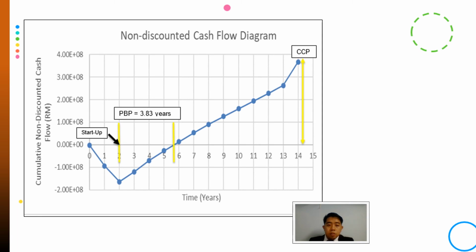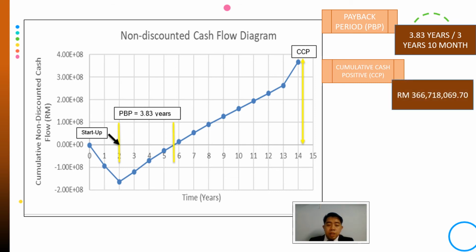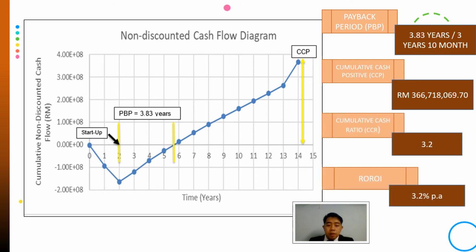From the non-discounted profitability analysis, the payback period is 3.83 years. The cumulative cash positive is achieved at year 14, which is 366,780,069 ringgit. The rate of return on investment represents the non-discounted rate at which money is made from our fixed capital investment, which is 3.2% per annum.